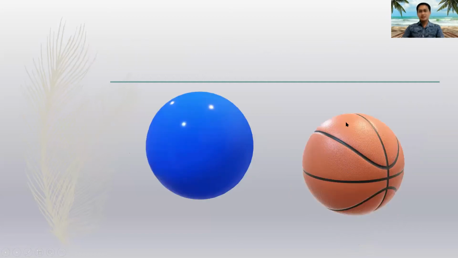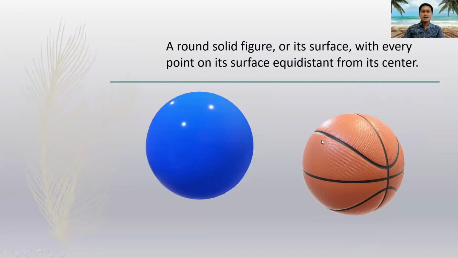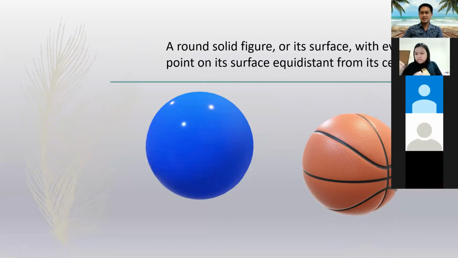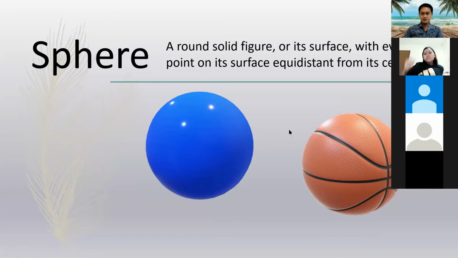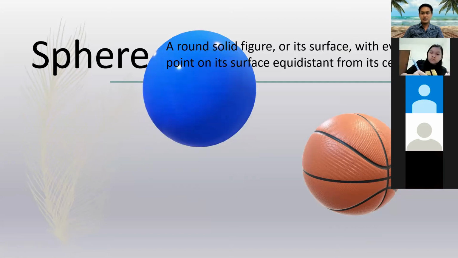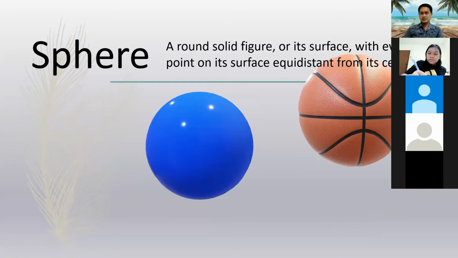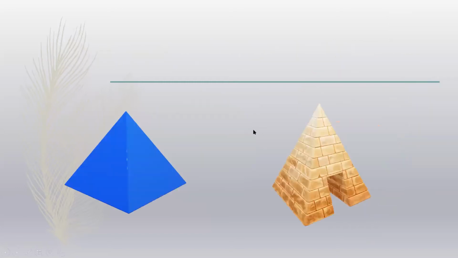How about this one? A round solid figure or its surface with every point on its surface equidistant from its center. What is this? You can unmute your microphones if you want to answer. If not, okay, I will give you the answer. It's called sphere.